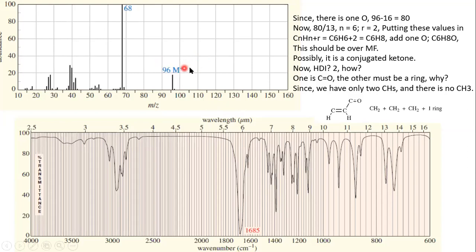mass spectrum has a molecular ion peak here, and this also has a base peak at 68, and there are other peaks as well. But we know that we don't have to interpret each and every peak in a mass spectrum. We just focus on the major peaks, and particularly the molecular ion peak and the base peak. So we have this mass spectrum with us.